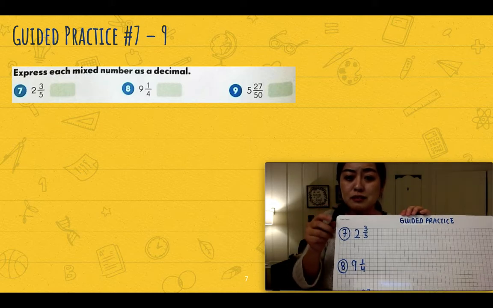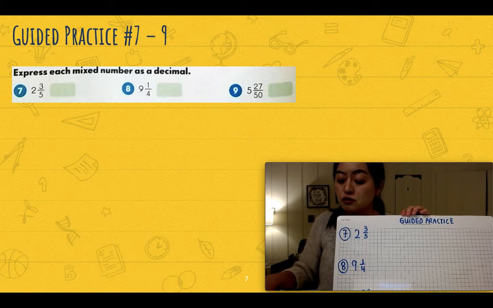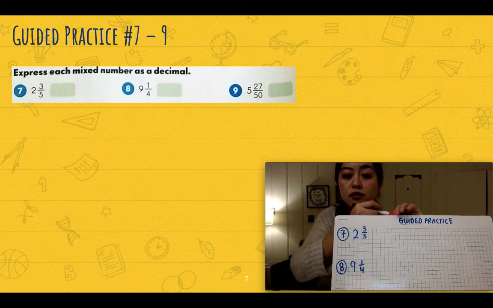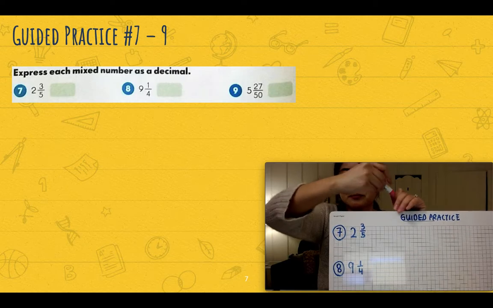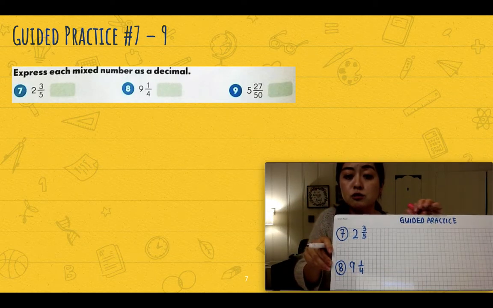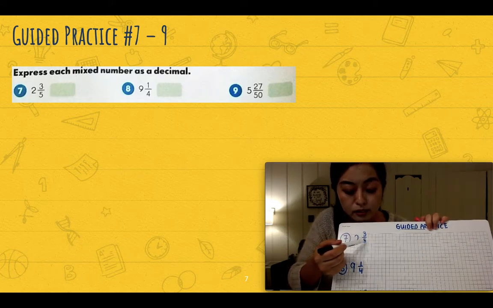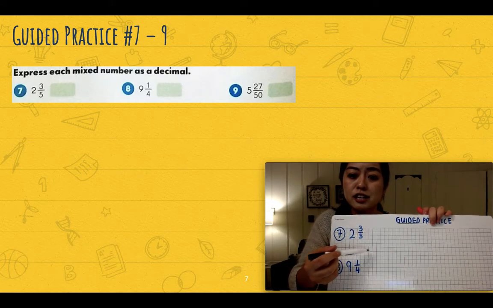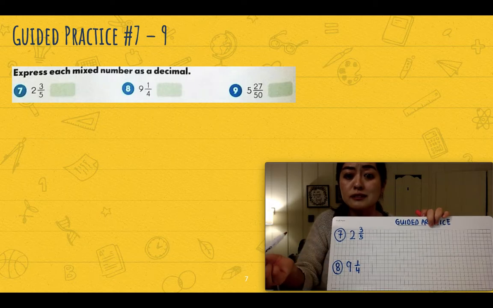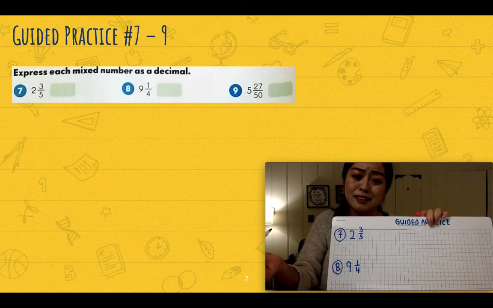Well, this is a mixed number, so it has a whole number and my fraction. I need to just focus on my fraction. I want to change the denominator of my fraction into a 10 or 100. Can 5 be changed to 10 or 100 more easily? I would say 10.